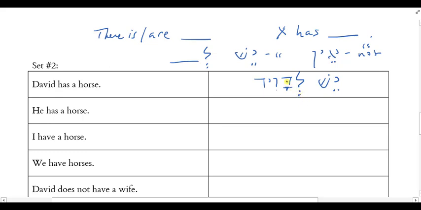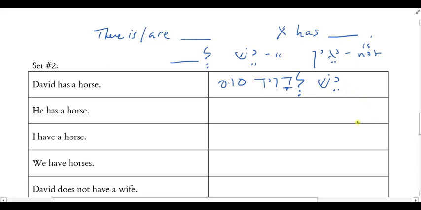Le has a vocal shva. It blows away the dagesh lene, right? So vowels and vocal shvas always kick out a dagesh lene. And then what does David have? Sus. Now, should the horse be articular or anarthrous here? Anarthrous. There's no article. So yesh LeDavid sus. There is to David a horse. That is, David has a horse.